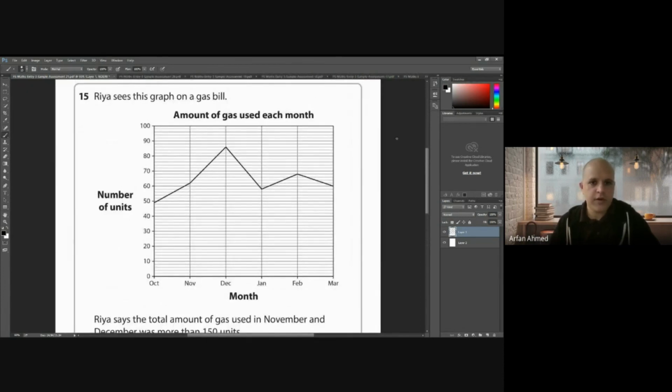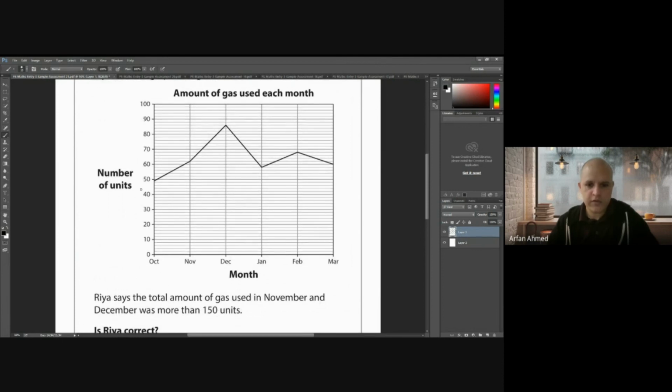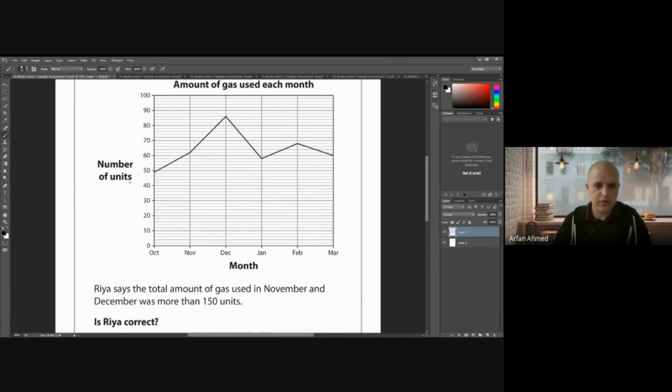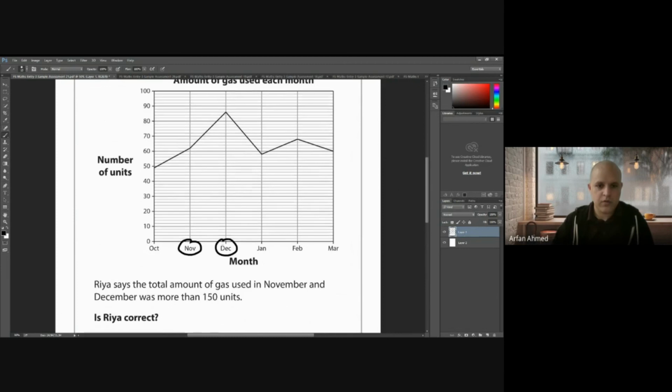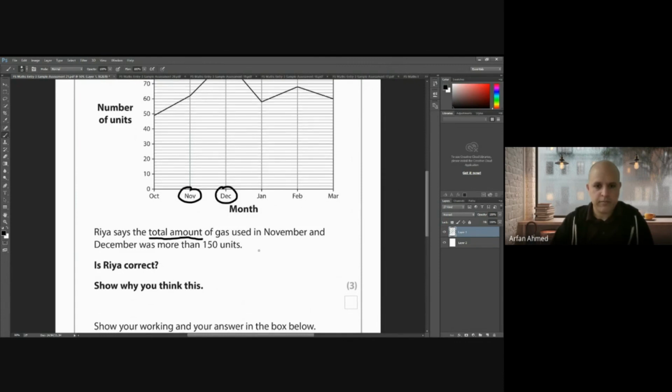Ria sees this graph on a gas bill. Okay, so you've got amount of gas used each month, number of units. Ria says the total amount of gas used in November and December was more than 150 units. So we need both November and December, total amount. She thinks it's more than 150 units. Is she correct?